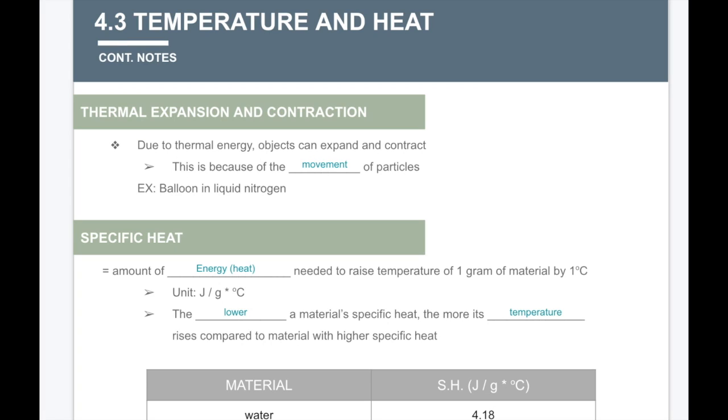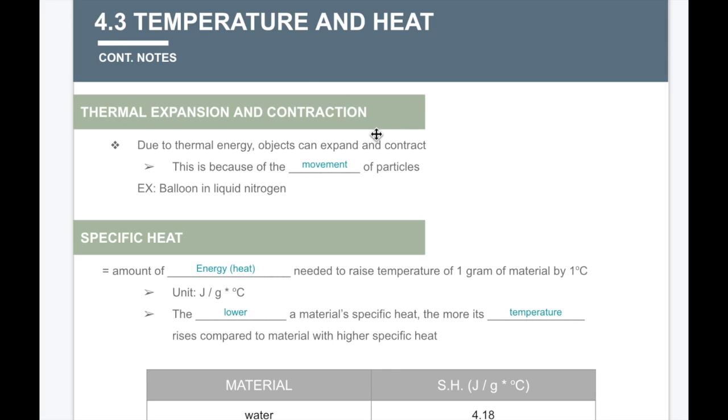This is a continuation of 4.3 temperature and heat notes. So we just talked about thermal energy, and for this we're going to talk about thermal expansion and contraction. Due to thermal energy, objects can expand and contract.